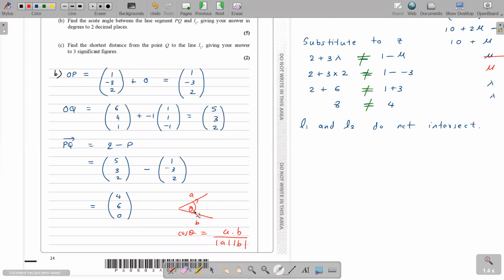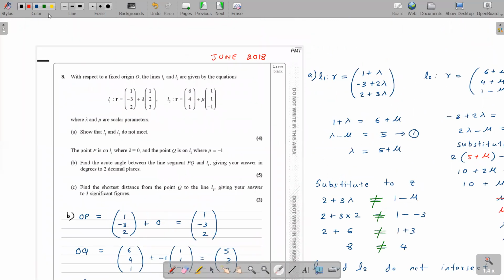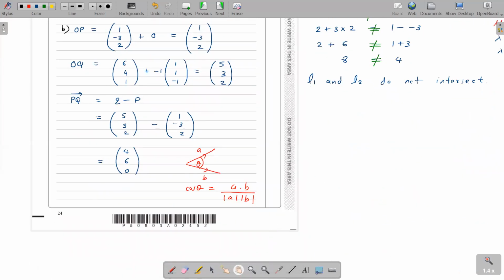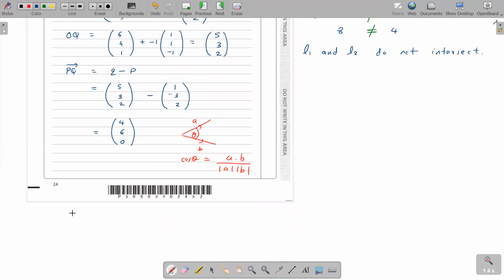Because they ask you to get the angle between PQ and line 1, vector PQ should be one vector that we need to consider here for A, and line 1 for B. When you take the direction of line 1, you don't take the entire thing, you just take the direction vector of line 1, this part. So (1, 2, 3) is the direction vector of line 1. So you get the angle between the vector PQ and the direction vector of line 1. Are you with me? So let's get the direction vector of line 1.